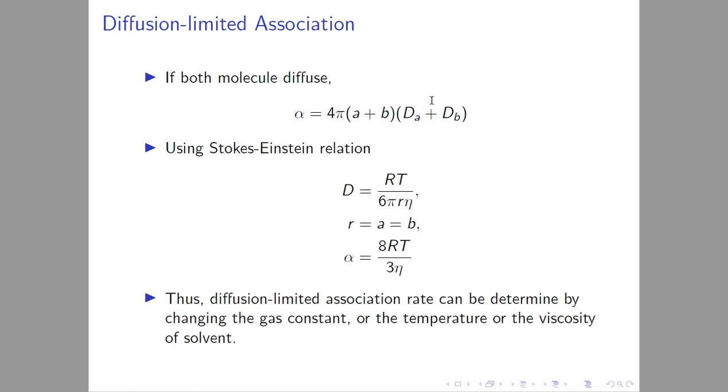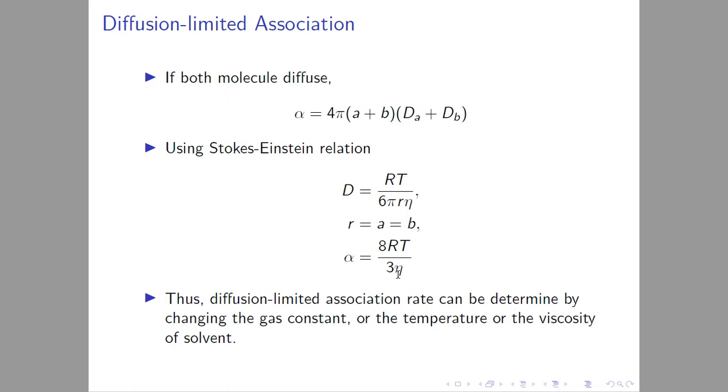Okay, and also if we use the Stokes-Einstein relation, where the diffusion constant D equals RT over 6 pi R eta, and setting the radius R equal to A equal to B, this means that the radius of the protein and the radius of the ligand are the same. So we can get alpha if we put this D back into this equation, so we can get alpha equal to 8RT over 3 eta.